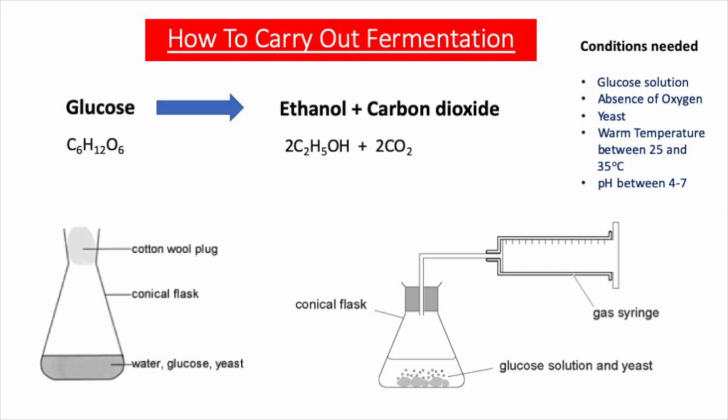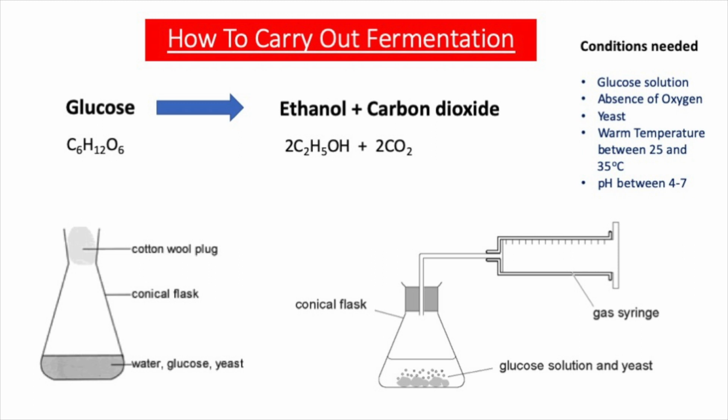Now, this slide shows the apparatus you would use to carry out a fermentation experiment. It also shows the conditions needed. Now, to carry out a fermentation experiment, you need a glucose solution. You need glucose mixed with water. You also need yeast, because yeast contains the enzyme that speeds up fermentation. And remember, yeast is a microorganism that is able to respire anaerobically. And it's the respiration process that produces alcohol in the form of ethanol and carbon dioxide.